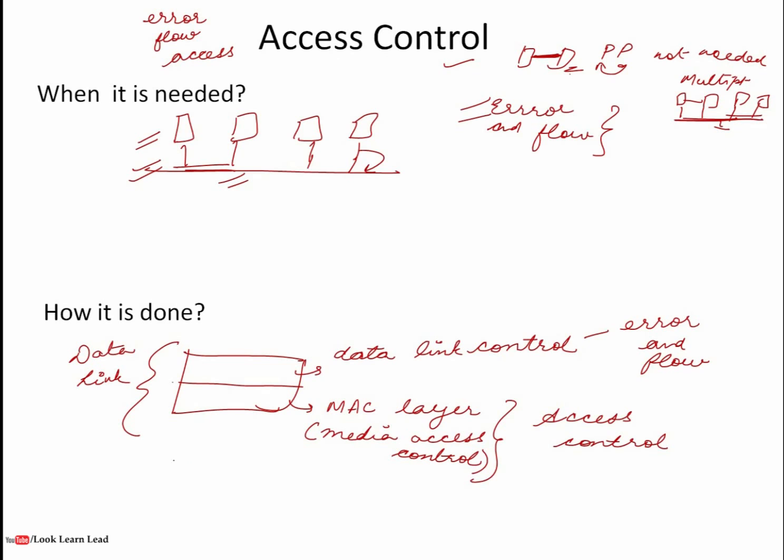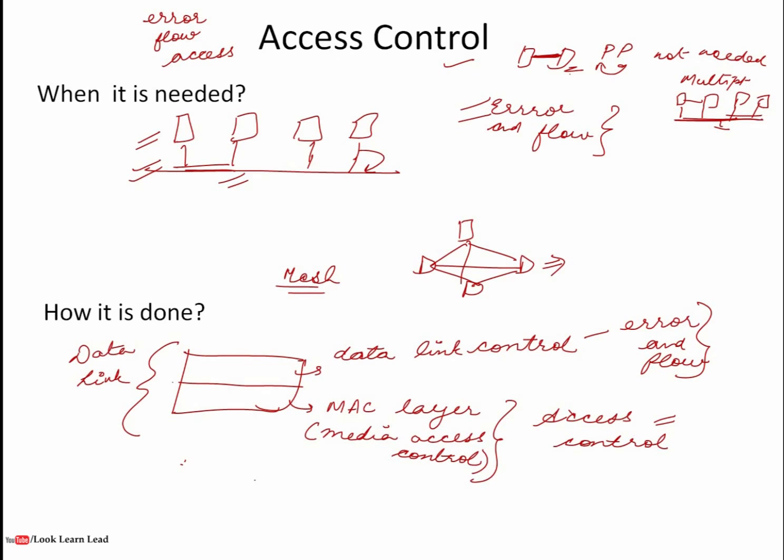When we have a point-to-point connection between devices, such as in a mesh network, where we have point-to-point connection between all devices, then only the first layer would work because there is no need of access control.